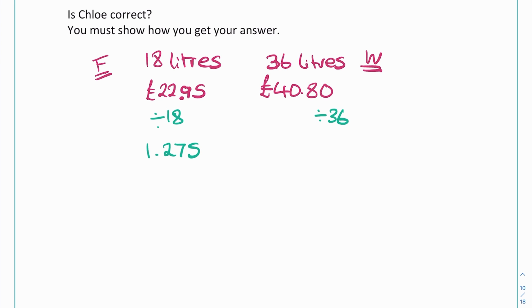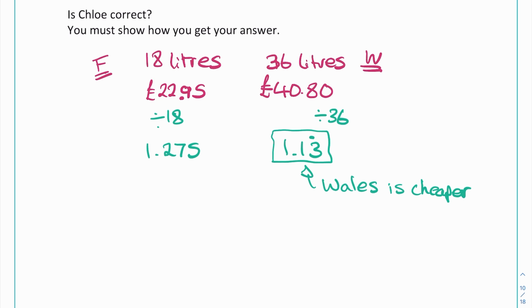On the right, £40.80 divided by 36, that comes out as 1.13, and it is a recurring 3. So pretty much £1.13. So looking at which is best value, you can obviously see that £1.13 per litre is cheaper than £1.27 or 28p. So it's cheaper in Wales. So here I'm just going to write Wales is cheaper.